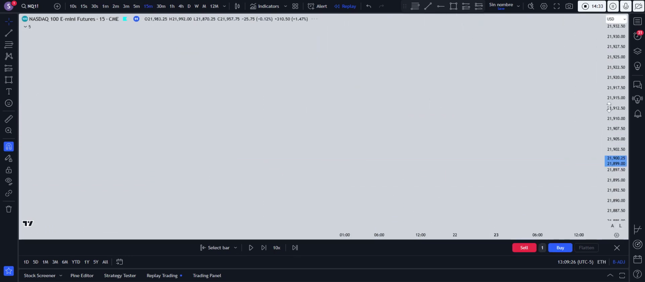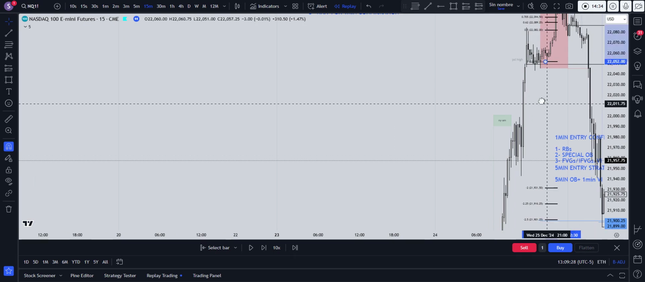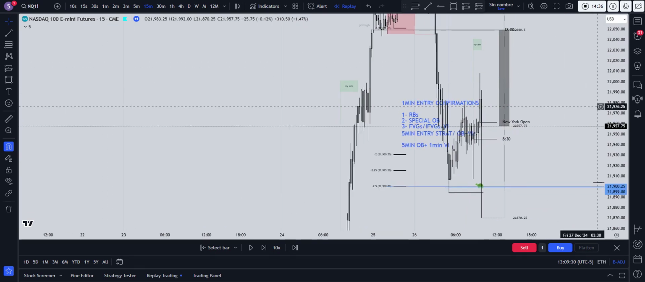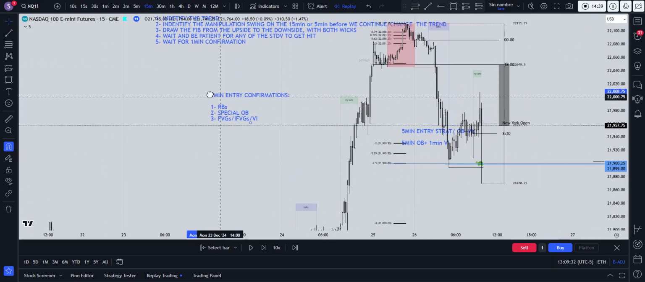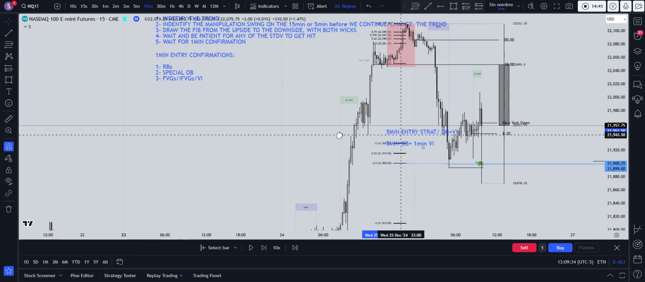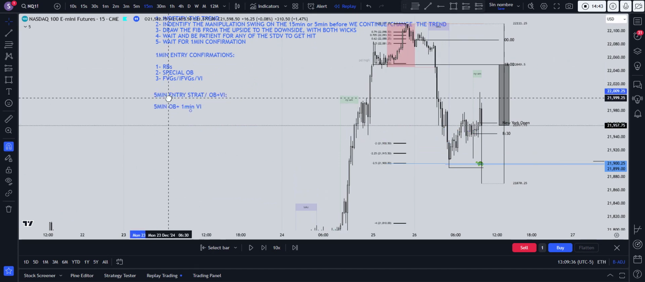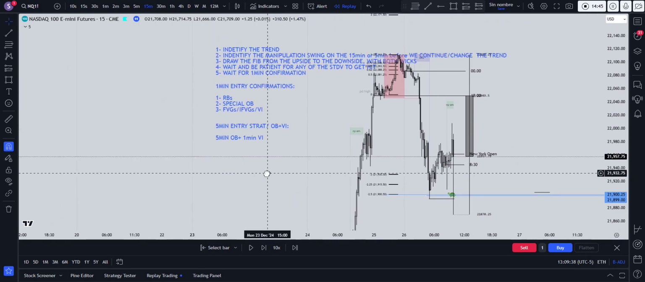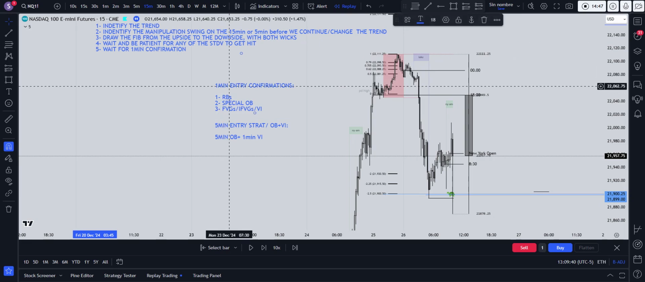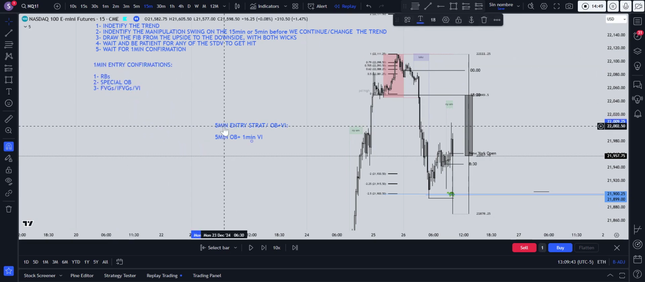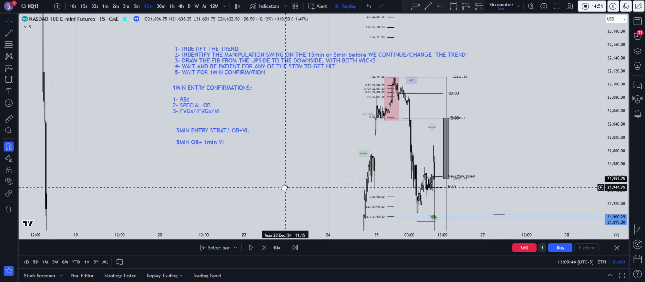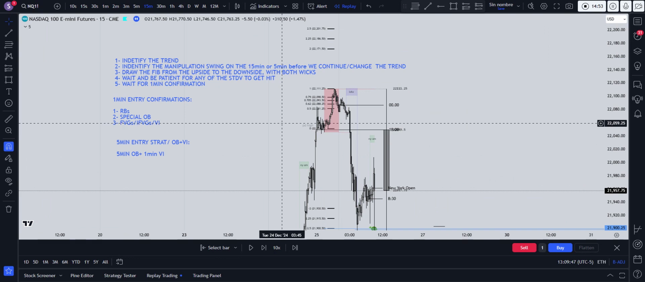Okay, let us go to the 15 minute again. We have, what we're going to do when we enter the market, what we're going to do for our entries, and what we're going to do for our second type entries, right? It's going to be entry confirmations right there. I'll just leave it there. Right there. Okay. It's literally just got to be patient.